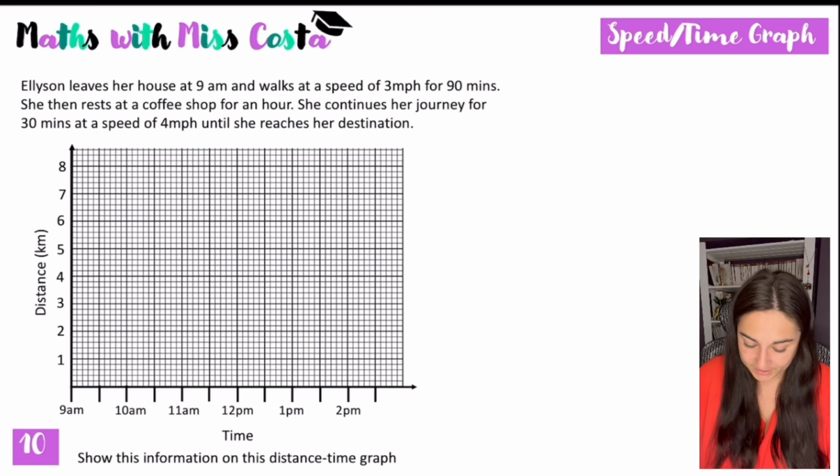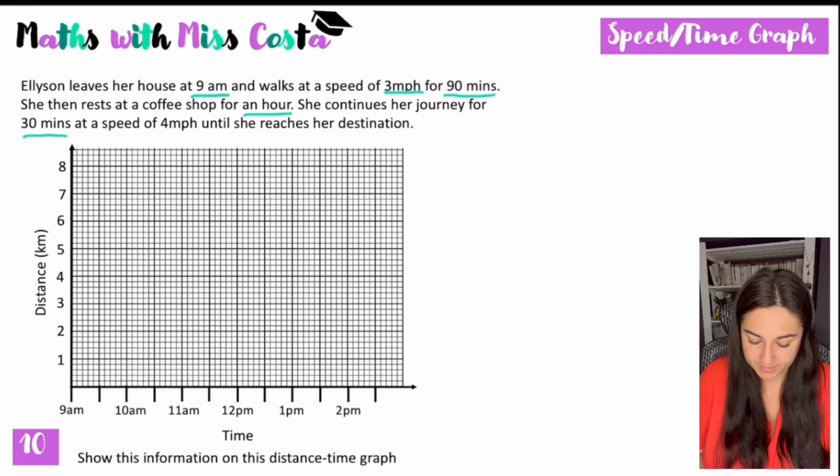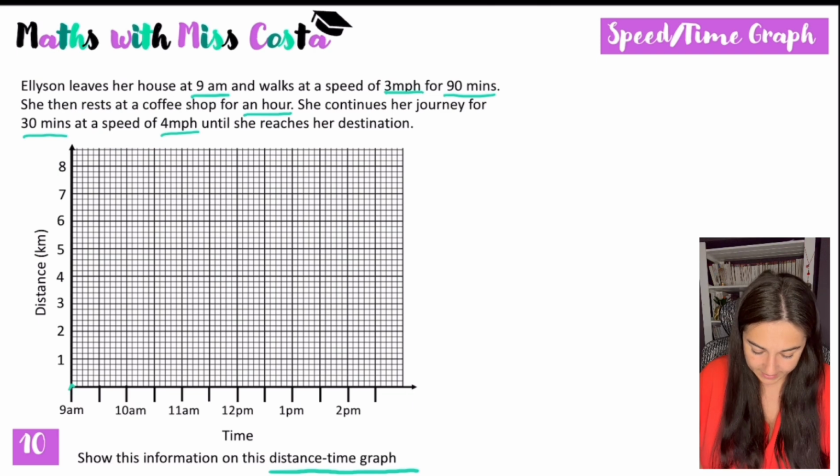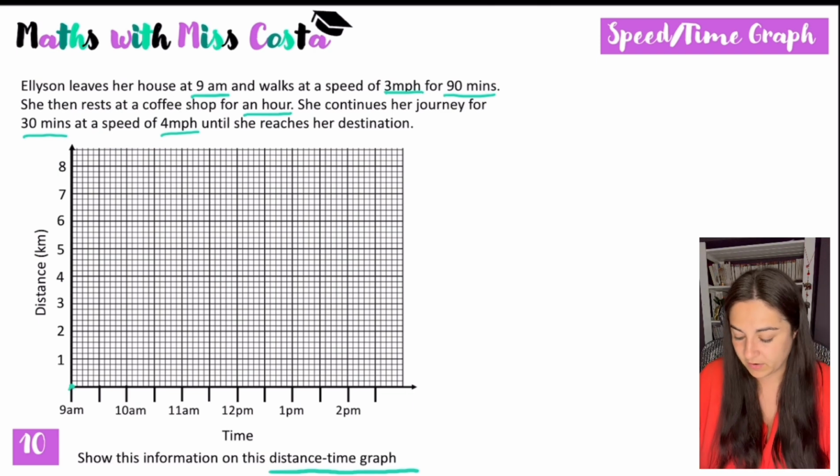Okay, so in this question, we are told that Ellison leaves her house at 9 a.m., walks at a speed of 3 miles per hour for 90 minutes, rests at a coffee shop for an hour, continues her journey for 30 minutes at a speed of 4 miles per hour until she reaches her destination. And I'm being asked to show this on the distance time graph. So she leaves at 9 a.m., so I know she's going to leave at the beginning, and walks at a speed of 3 miles per hour for 90 minutes.